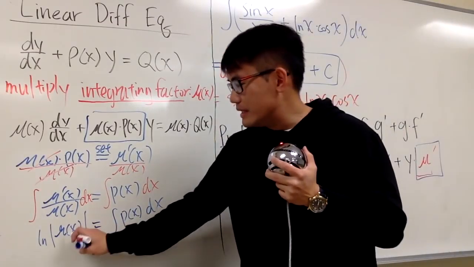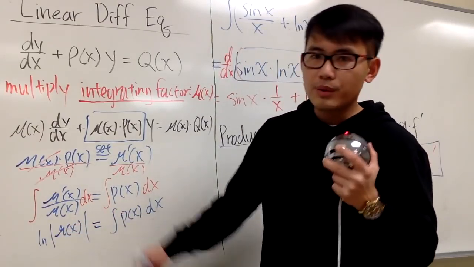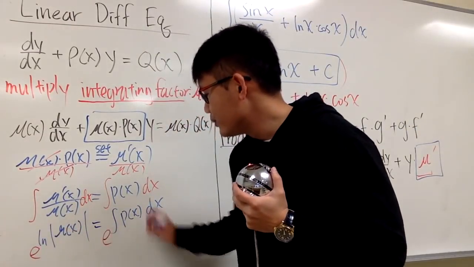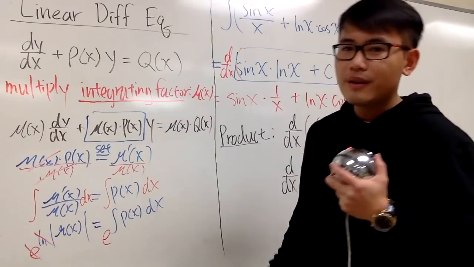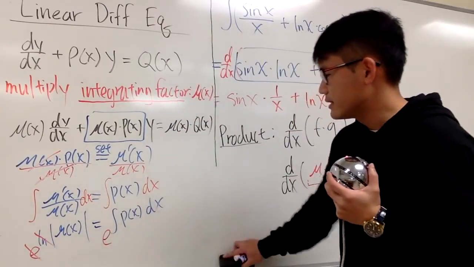At the end, we see that we have mu of x instead of the ln. What can we do to get rid of the ln? We do e to that, right? So that e and that will cancel. Finally, this is the formula, and let me write this down right here for you guys.